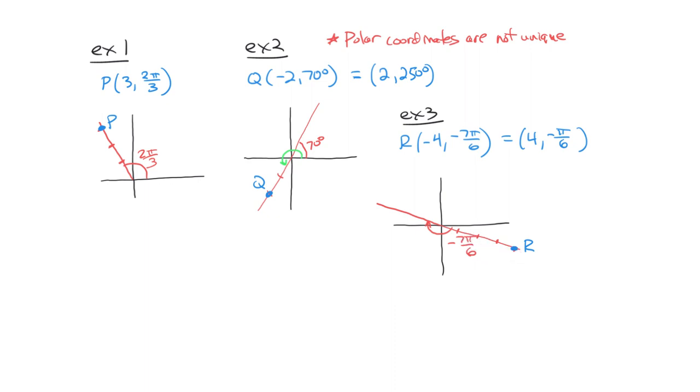But what about this? What if I wanted to have both of these be positive? I want a positive 4 and a positive angle. So in other words, I want to start here in standard position, go around a positive amount to get here.